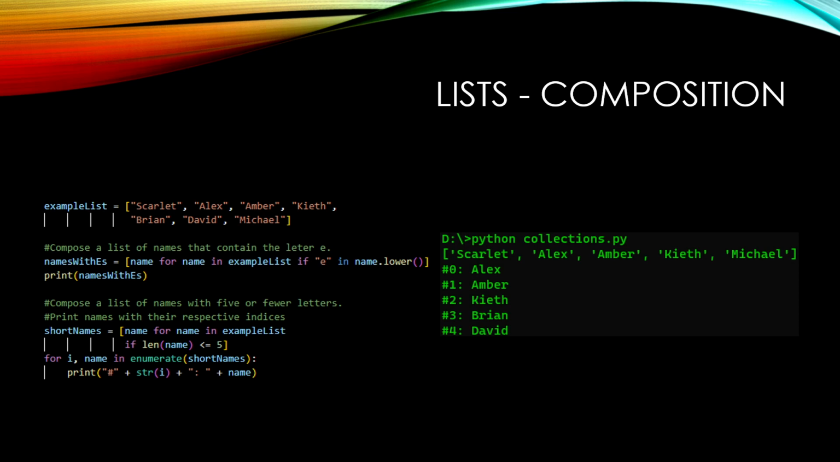This is a quick, efficient way to create a new list. So, in square brackets, we say element, for element in list, and then some condition. Doesn't this look similar to what we did back in the discussion of sets in mathematics? You can kind of read this as names with e's equals the set name such that name is in example list and name contains an e.